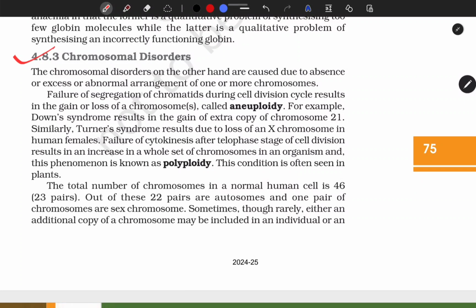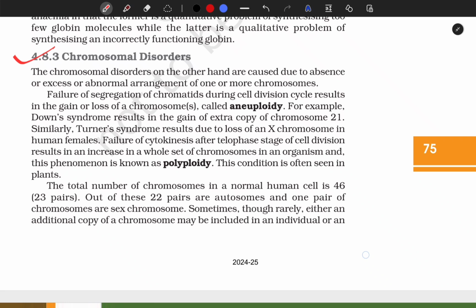4.8.3 Chromosomal disorders. The chromosomal disorders, on the other hand, are caused due to absence or excess or abnormal arrangement of one or more chromosomes. Failure of segregation of chromatids during cell division cycle results in the gain or loss of chromosomes called aneuploidy. For example, Down syndrome results in the gain of extra copy of chromosome 21. Similarly, Turner syndrome results due to loss of an X chromosome in human females.